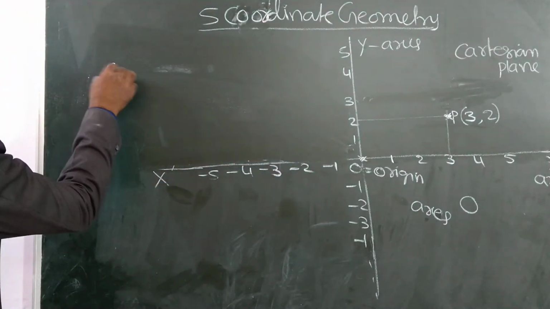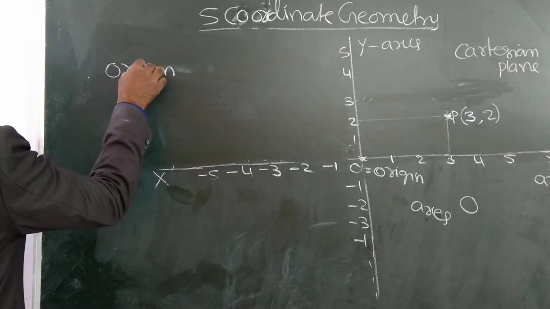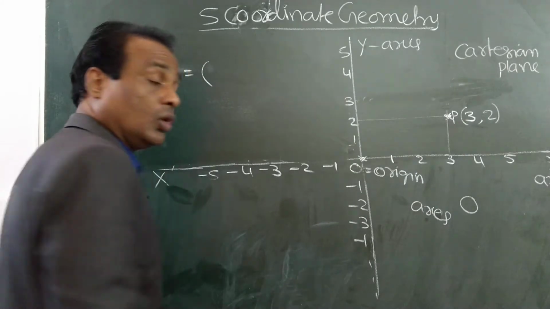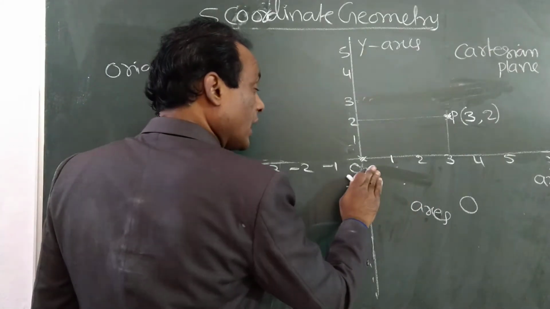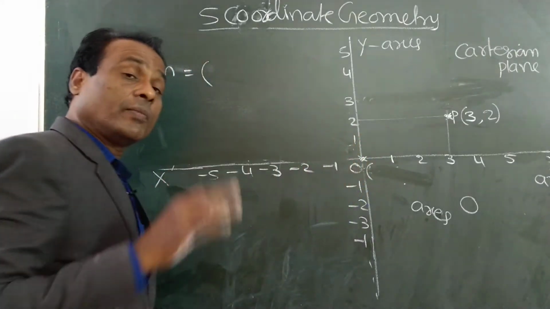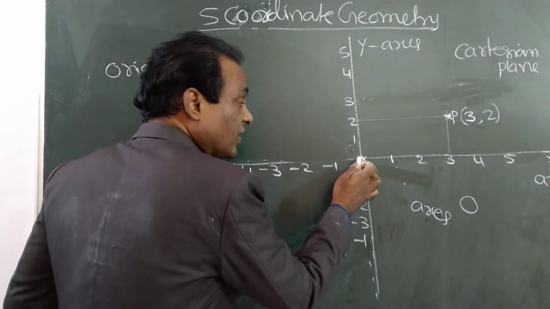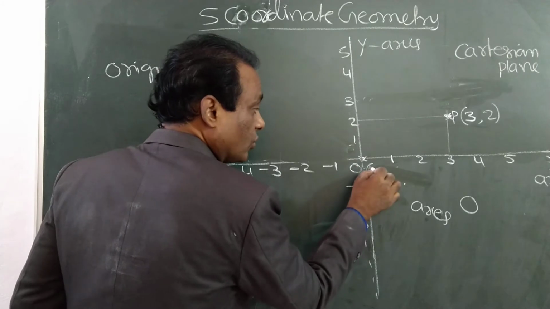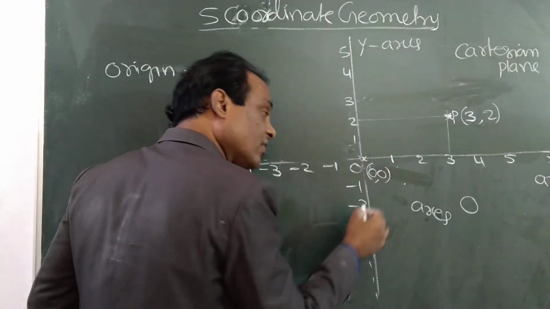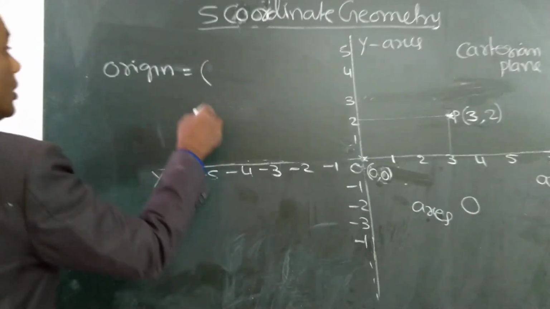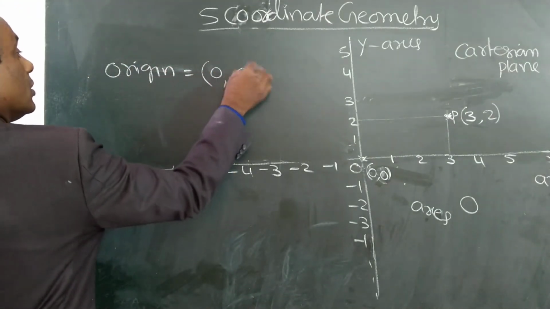Next point. I already gave the definition for origin. Origin is the point of intersection of these two. So here, origin, every point will be represented by two coordinates, x value, y value. So the coordinates of origin, because it is a starting point, x value 0, y value 0. So origin means 0, 0. Remember, coordinates of origin is equal to 0, 0.